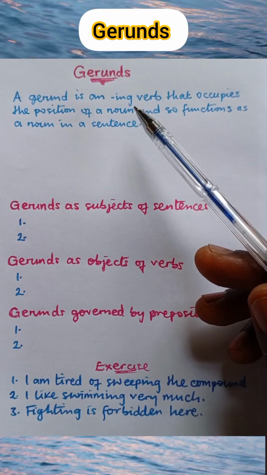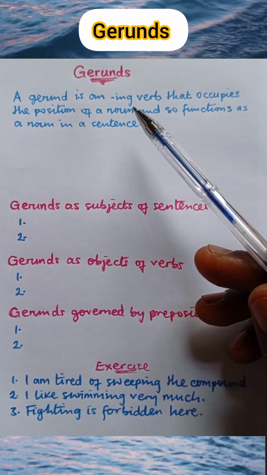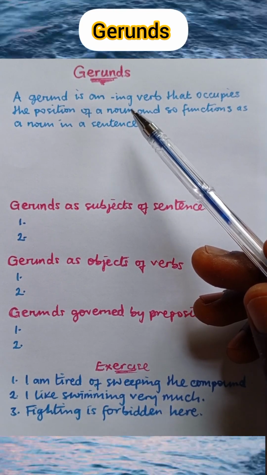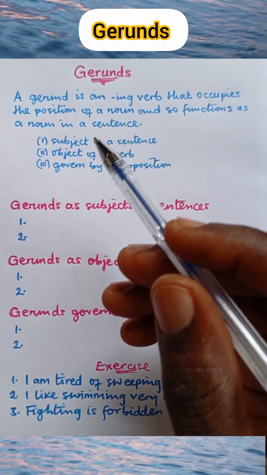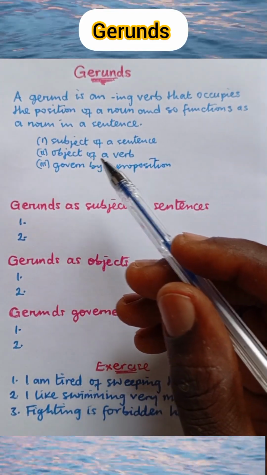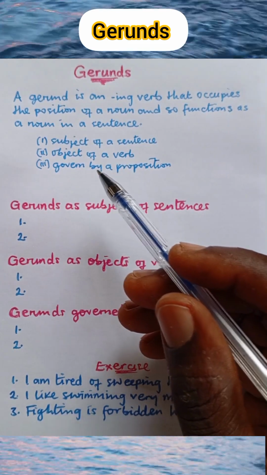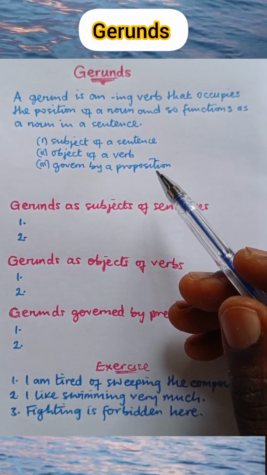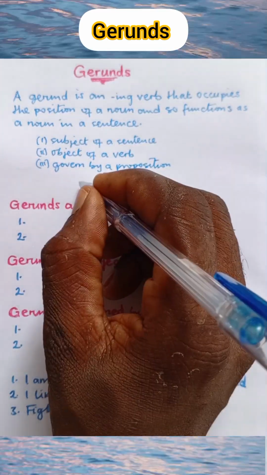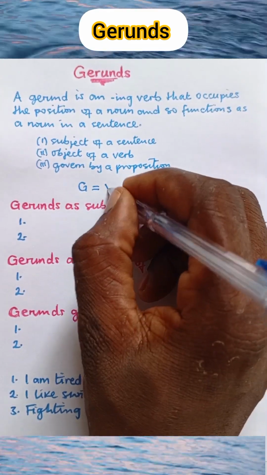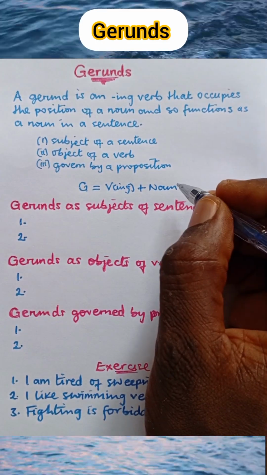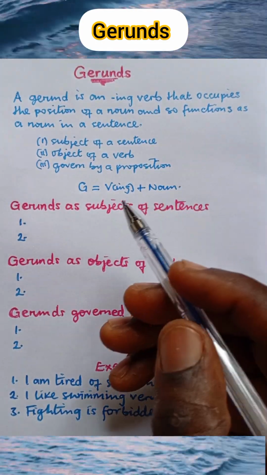So a gerund is an ing verb that occupies the position of a noun and functions as a noun in a sentence, which means an ing verb that functions as a subject of a sentence or as an object of a verb or is governed by a preposition in a sentence is called a gerund. If English were mathematics, then the formula for gerund will be gerund equals verb in ing plus noun. Now let us look at examples of gerund in sentences.